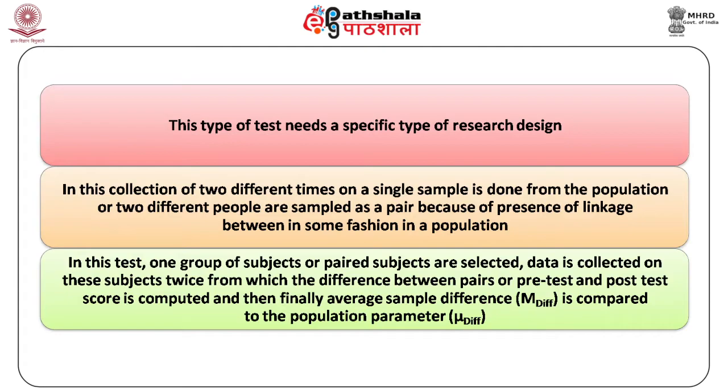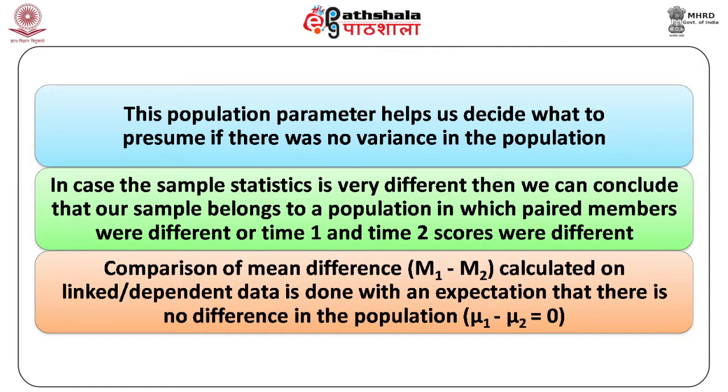twice, from which the difference between pairs, or pre-test and post-test scores, is computed, and then finally the average sample difference M diff is compared to the population parameter mu diff. This population parameter helps us decide what to presume if there was no variance in the population. In case the sample statistic is very different, then we can conclude that our sample belongs to a population in which paired members were different, or time 1 and time 2 scores were different.